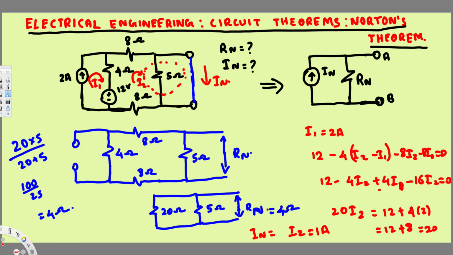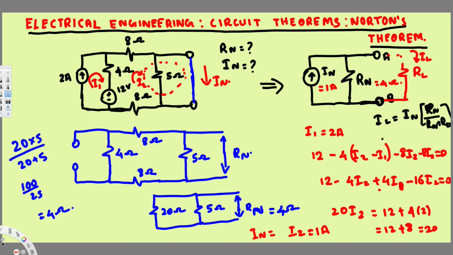Now we can find the current through the load resistance. For example, if we connect a load resistance right here, R load, and here we found I Norton is 1 ampere, R Norton is 4 ohm. So we've connected the load resistance right here, and to find the current going through this load resistance, we have to use this equation: I load is equal to I Norton times R Norton over R Norton plus R load. Now let's plug in the values. I Norton is 1 ampere, R Norton we found is 4 ohm, so this is 4 ohm, and in the bottom 4 ohm plus whatever the R load is, and that's how we find I load, the current through the load resistance.